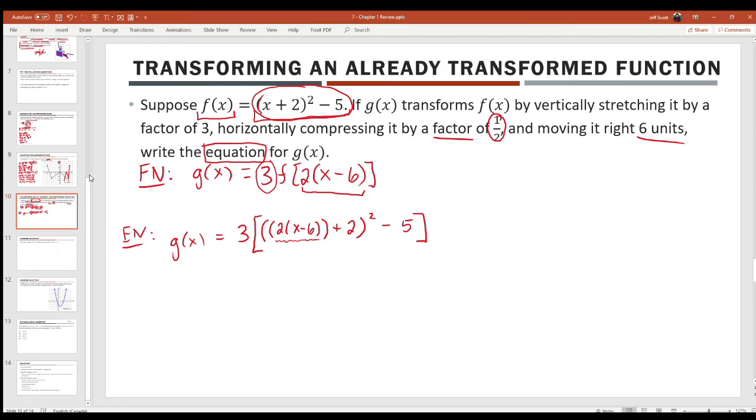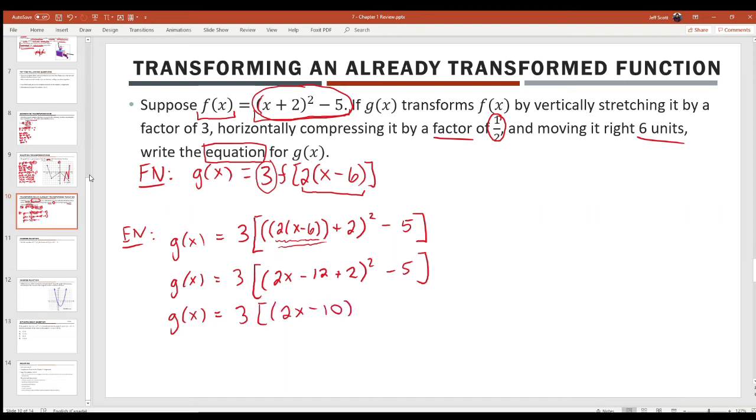This is an absolute mess. We're definitely going to want to clean this up a bit, especially this stuff on the inside here. So let's get at that. It's going to be g of x equals 3, big bracket here, 2 times x minus 6. You might as well write that as 2x minus 12 plus 2 squared minus 5. And I guess then we can say g of x would equal 2x minus 10 squared minus 5.